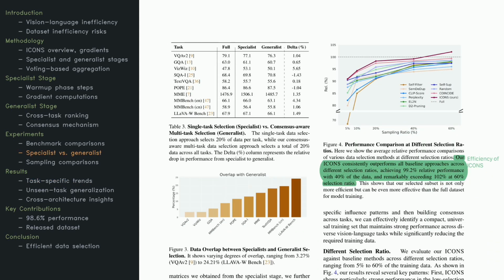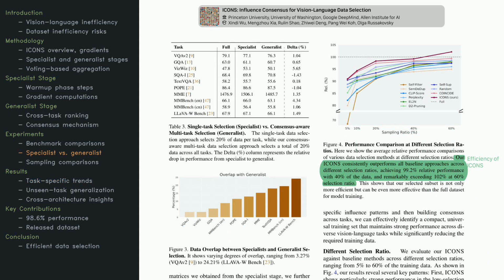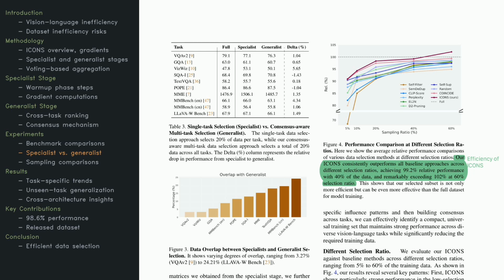Moving on, we see a direct comparison between specialist and generalist approaches to data selection. Specialist picks data based on single task influence, while generalist looks at overall influence across tasks. The table here shows that the generalist approach usually does better, keeping performance high across tasks with only small dips in certain benchmarks. You can also check out the figure: Icons consistently beats the baselines at various sampling ratios.